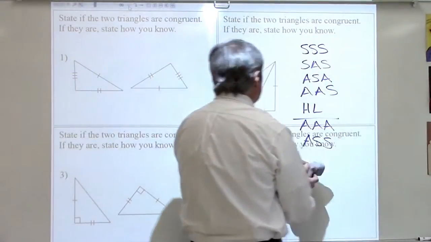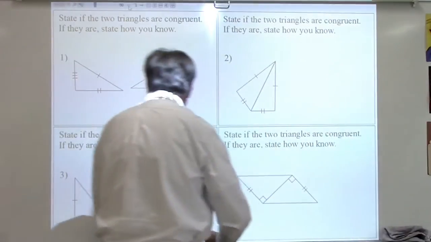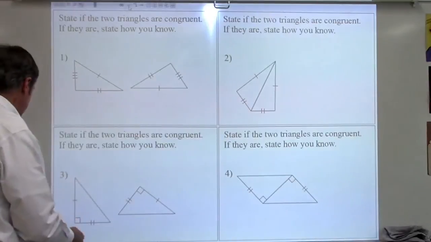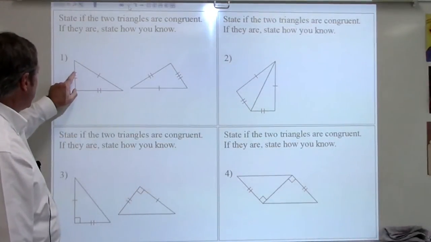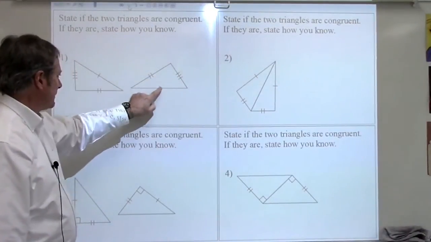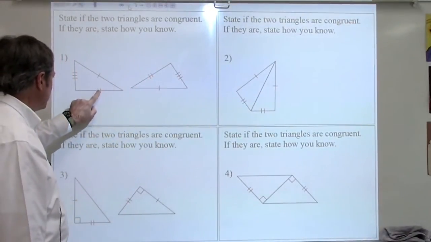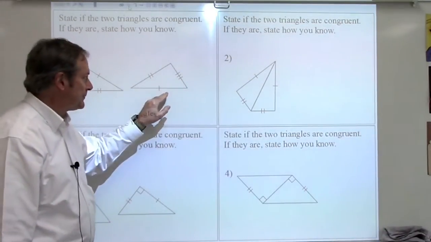So let me erase those and walk you through some examples here. In example 1, we've got tick mark goes with that tick mark, single tick mark with single tick mark, double tick mark with double tick mark. In other words, side, side, side. These are congruent.